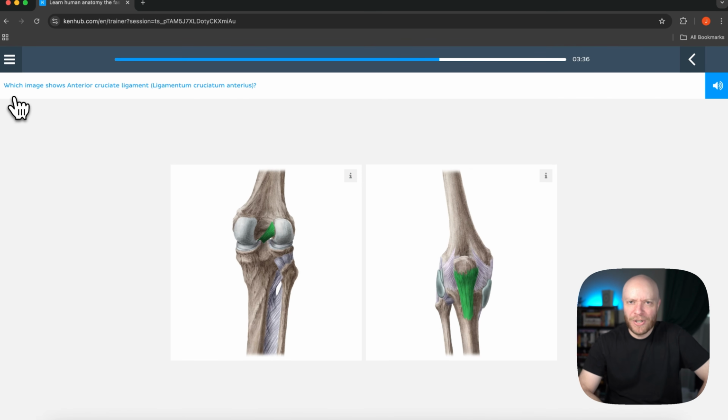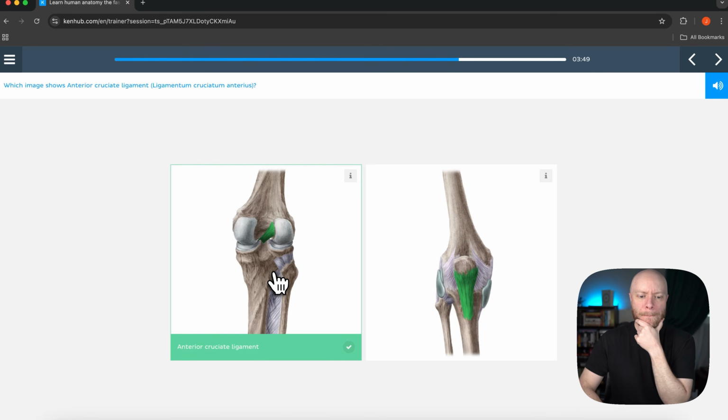All right, so let's do this. We're going to go lightning fast because I've got like a minute and a half. Which image shows the anterior cruciate ligament? I'm going to go with this one. I'm not going to tell you who that is because it might ask you what's next. Boom.